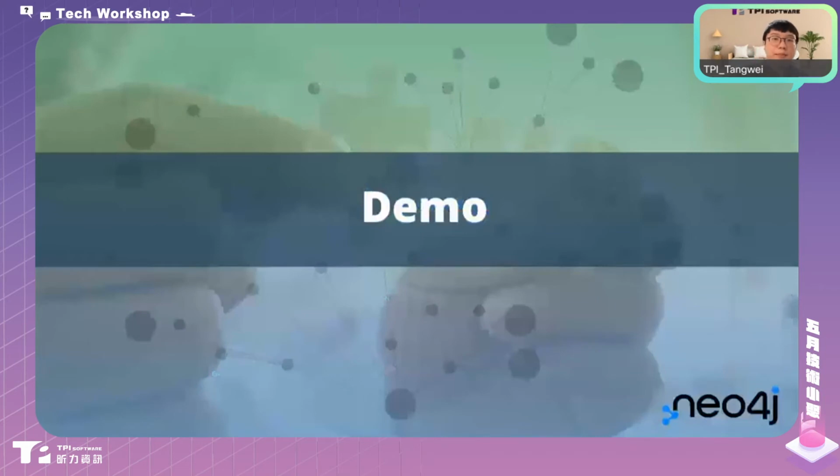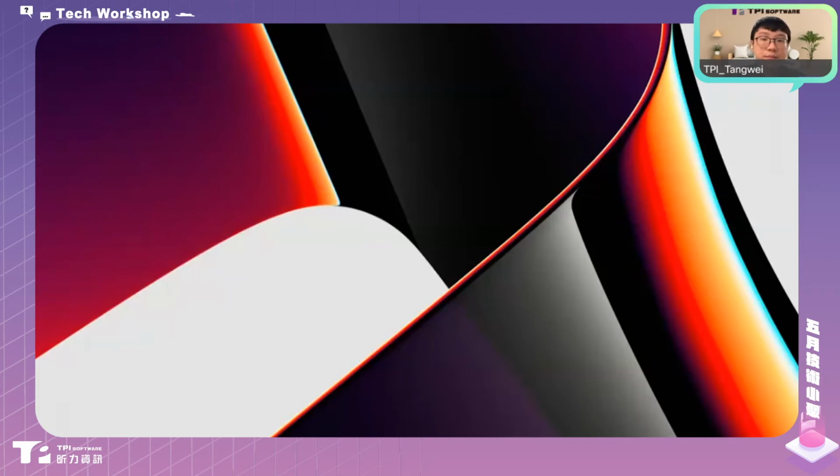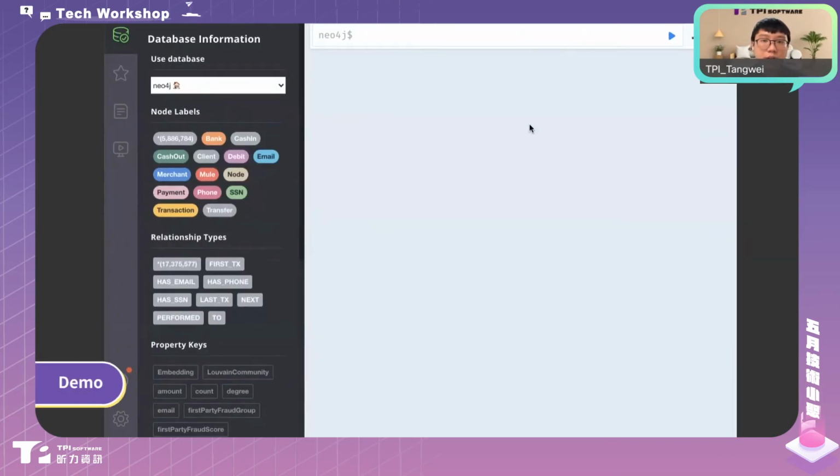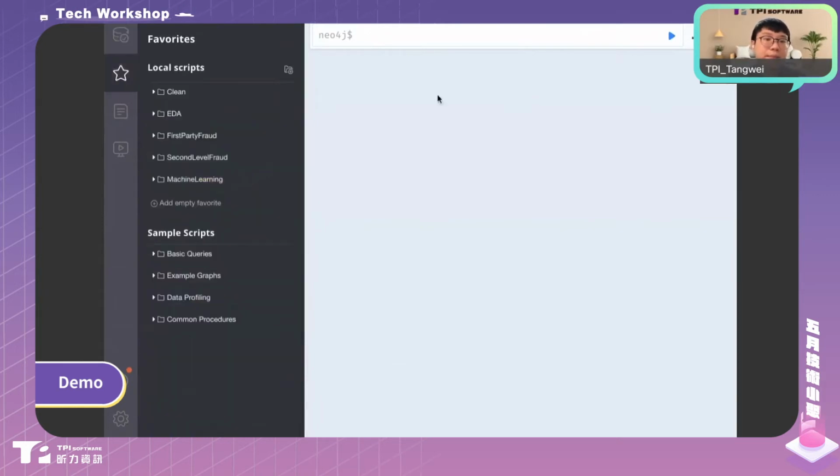Okay, so let's get to our demo part. Let me switch to Neo4j. Okay, so this is our Neo4j database. We can see here some nodes like the clients and the phone number, and the first step we will do in the demo is the EDA.